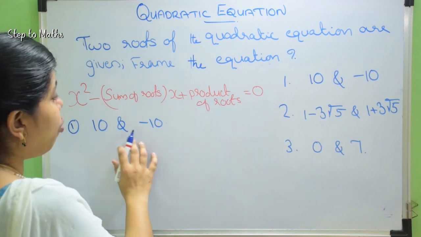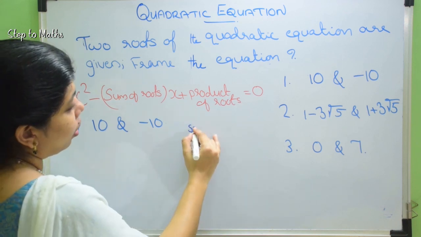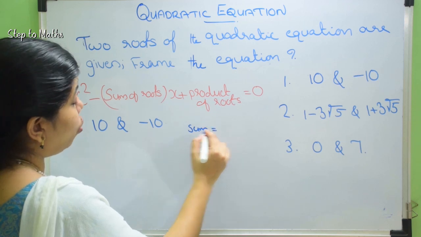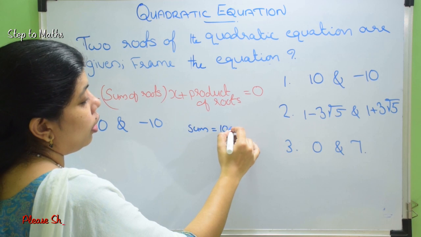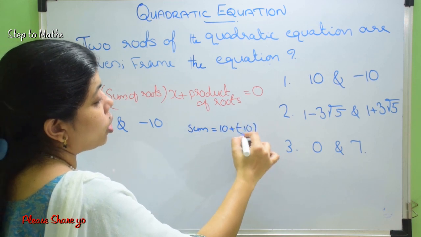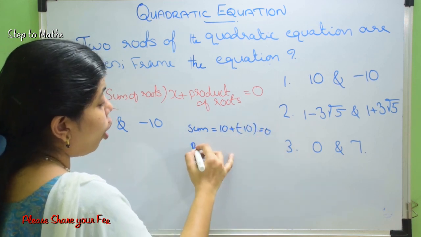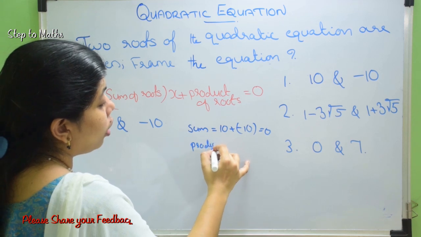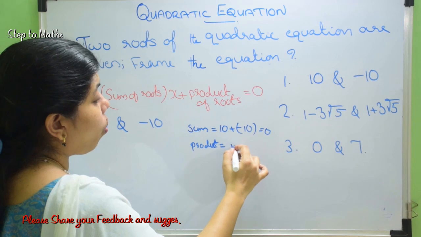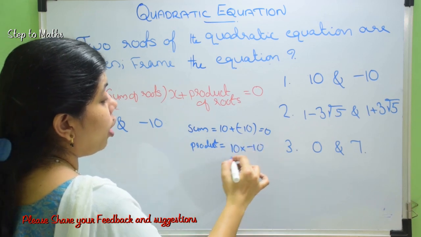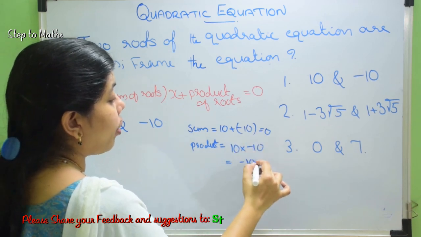Here, sum of roots is 10 plus minus 10, equal to 0. Product of roots is 10 into minus 10, equal to minus 100.